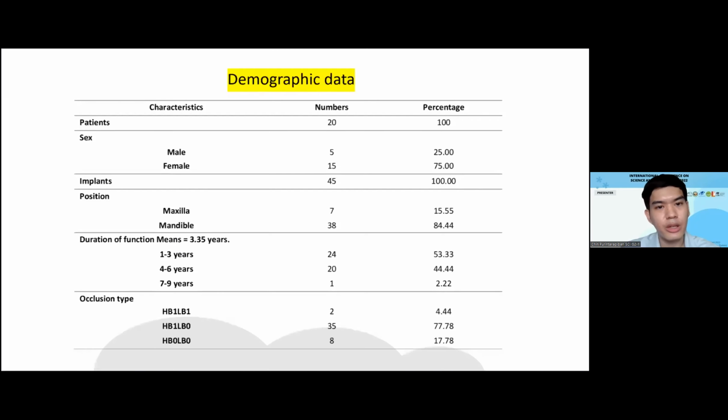For the results, the demographic data: we have 20 patients, 5 male and 15 female, with 45 implants. Most of the positions were in the mandible, 38, and 7 in the maxilla. The mean duration of function is 3.35 years, with 1 to 3 years for 24 implants, 4 to 6 years for 20 implants, and 7 to 9 years for 1 implant. For the occlusion type divided into 3 groups, we have mostly the HB1 LB0 group with 35 implants, the HB1 LB1 group with 2 implants, and HB0 LB0 with 8 implants.